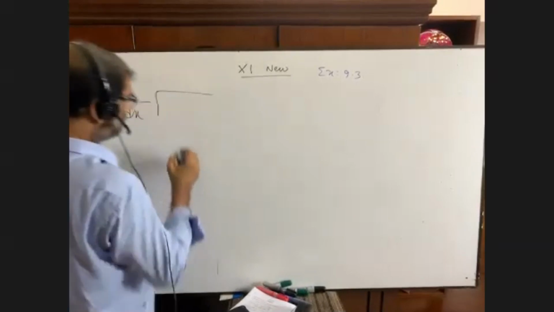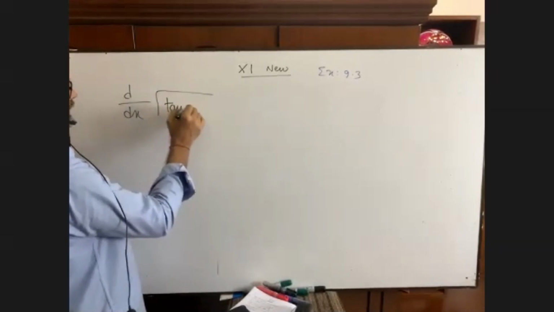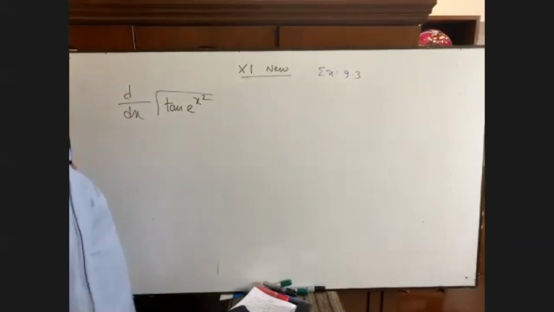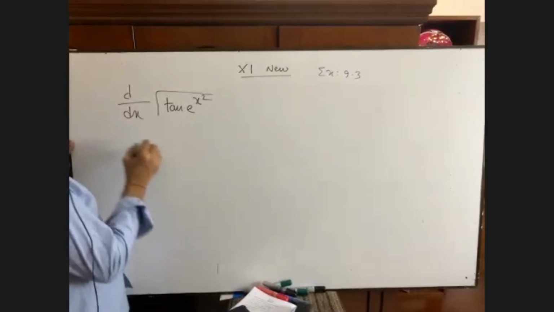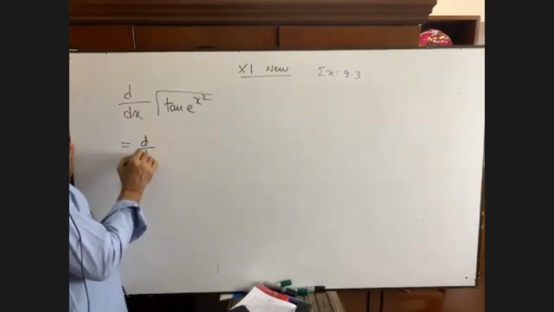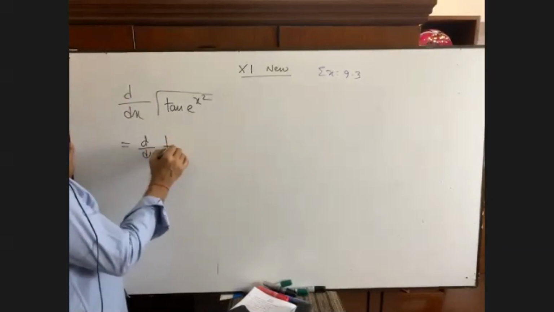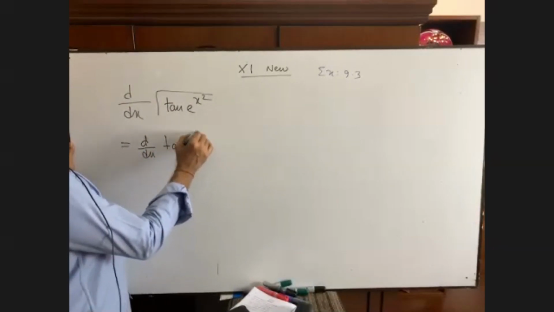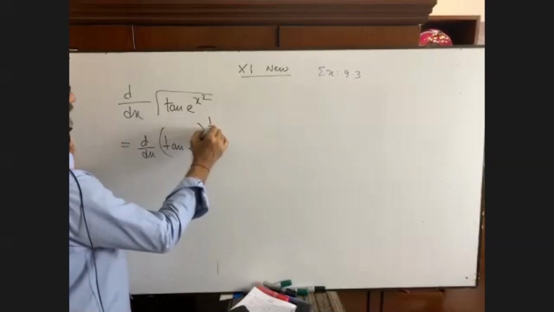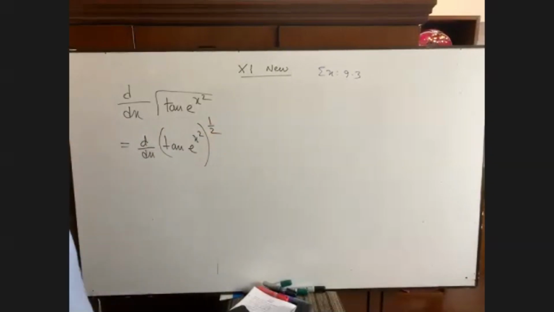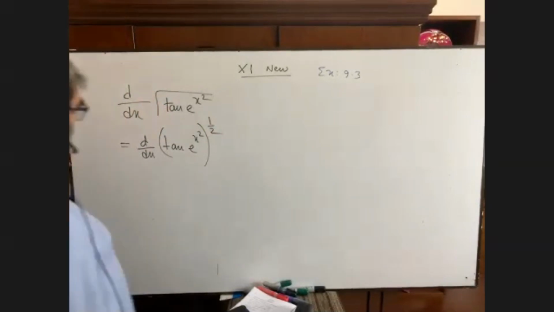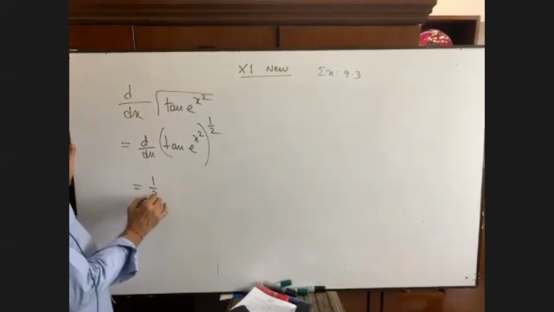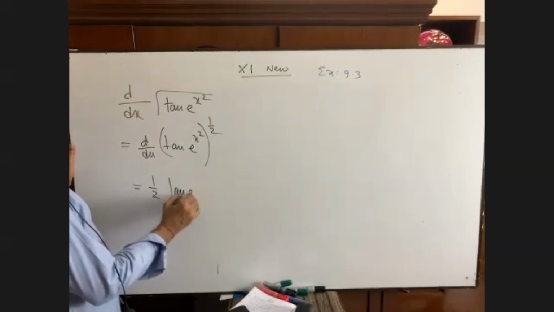D by dx. Then it is tan e to the power x square. Have you got it? Okay, it can be written d by dx tan e to the power x square. So it is what? Half tan e to the power x square.